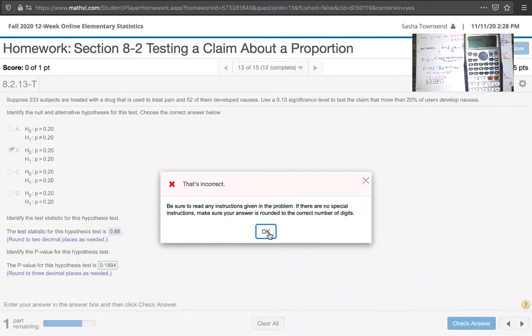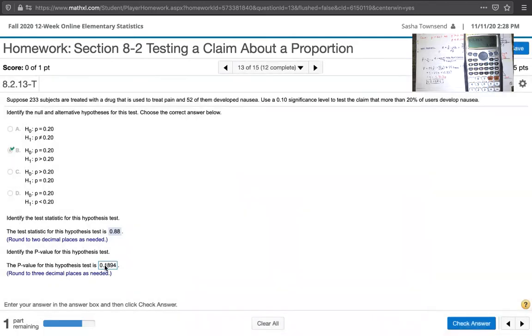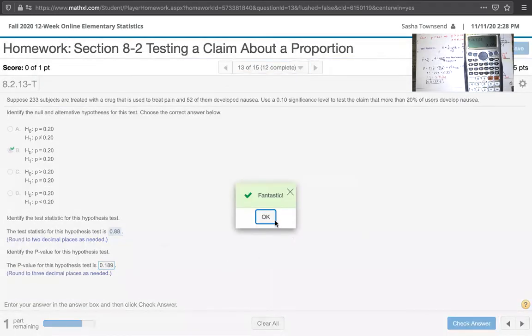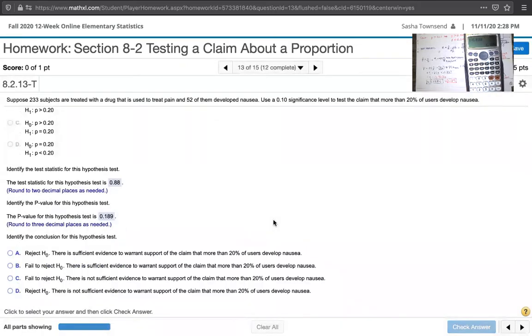It says be sure to read the instructions. If there are no special instructions, make sure your answer is rounded to the correct number of digits. Oh, it said to round to 3 decimal places, and I rounded to 4. This is 0.189. All right, great. And then we want to identify the correct conclusion for this hypothesis test. Again, I will share my paper with you.